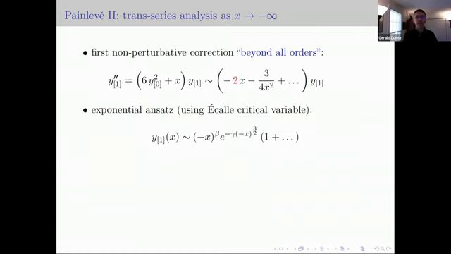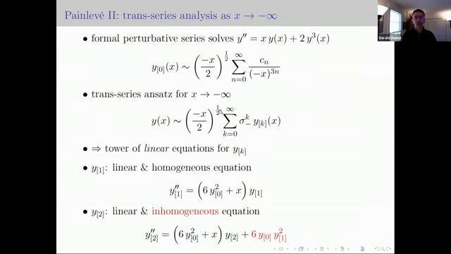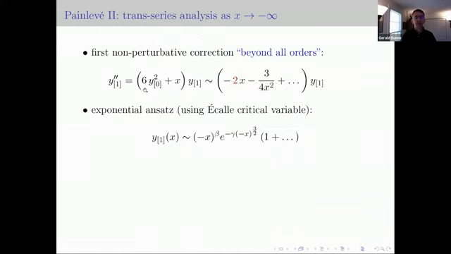So let's solve, first of all, this equation for the first exponentially suppressed trans-series contribution. And so here's the equation. I know as many terms as I want here. And so I just write down the first few pieces here. If you remember that y0 began with the square root of minus x over 2. So y0 is, sorry, here's y0. y0 squared is minus x over 2, that leading term. So 6 times that is minus 3x plus x gives me a minus 2x. That'll be important. And then there are corrections going in inverse powers of x.